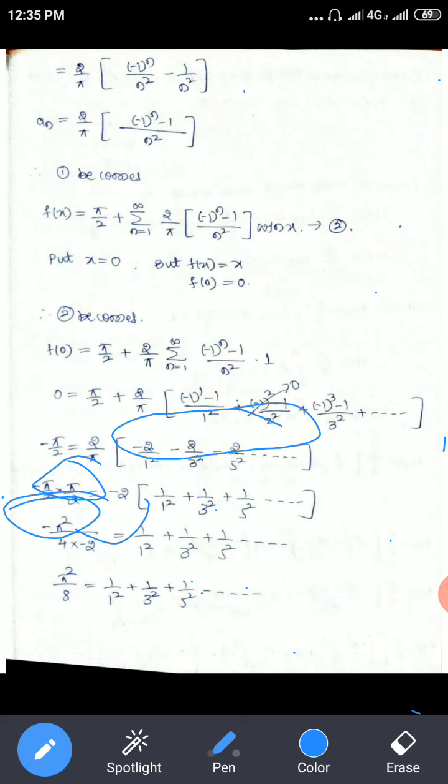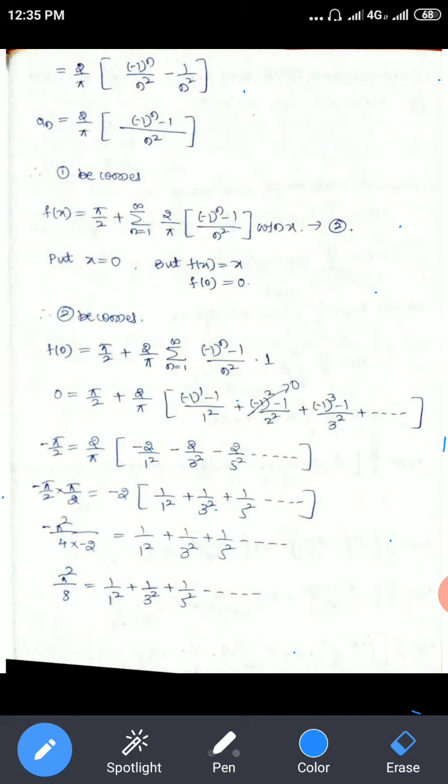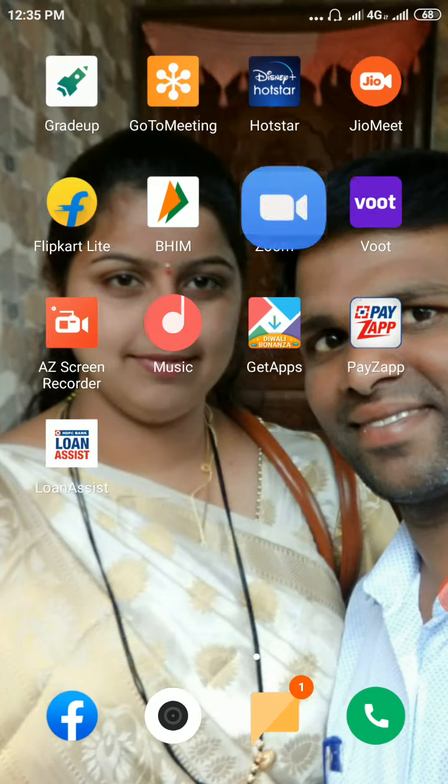So here 2 2s are 4, into this term also I shifted this side, that is 4 into minus 2, so 1 upon 1 square plus 1 by 3 square plus 1 by 5 square. So that is minus pi square divided by... minus and minus becoming plus, pi square divided by 4 2 is 8, 1 by 1 square plus 1 by 3 square plus 1 by 5 square. So this should be the solution.